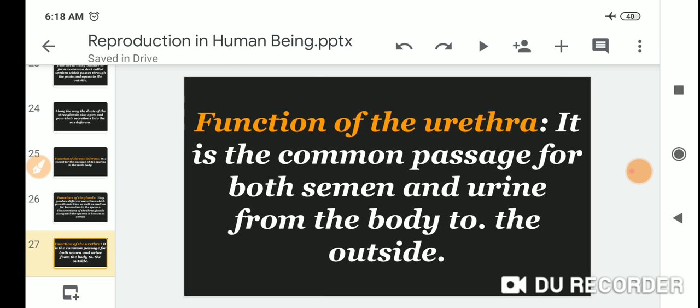Function of the urethra: it is the common passage for both semen and urine from the body to the outside.